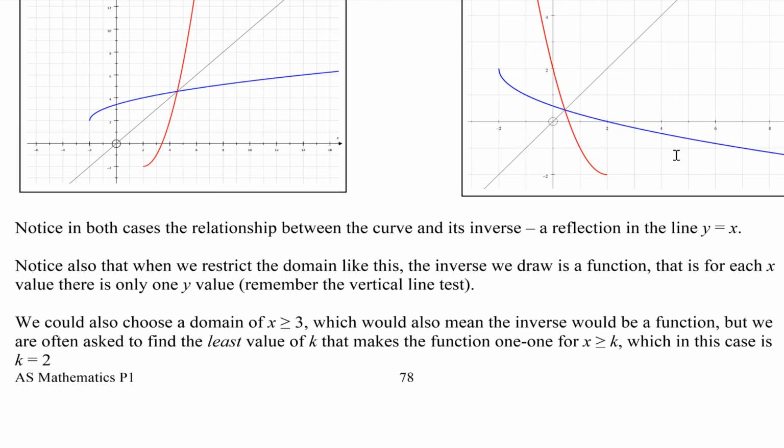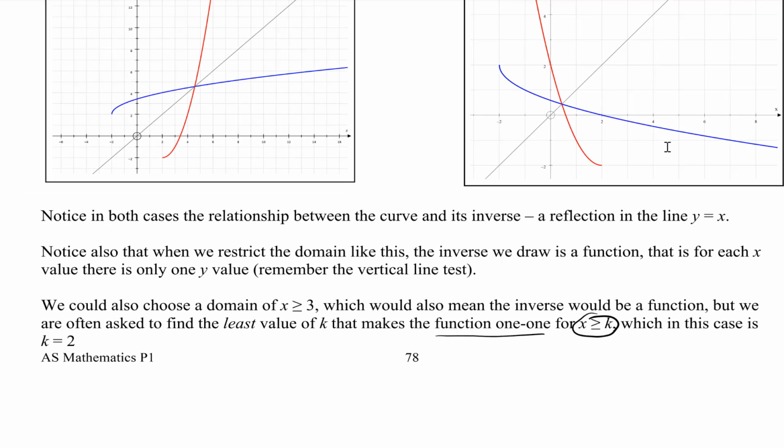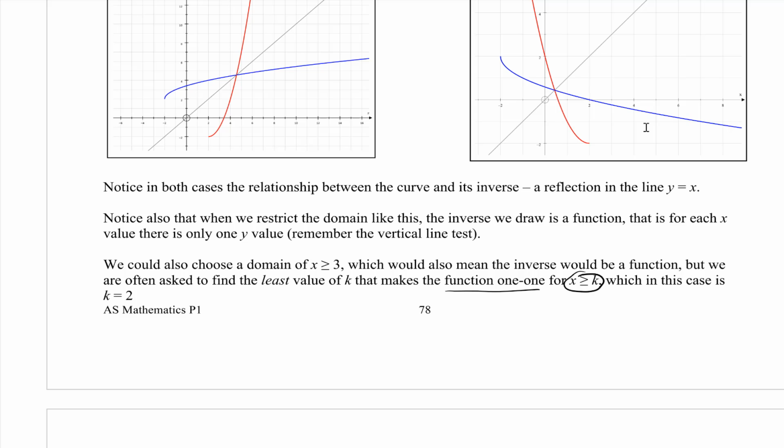As I've noted here, you could just say x value is greater than or equal to 3, and that would also be 1-to-1. But a lot of questions will ask you what's the least value of k that makes the function 1-to-1 for x values greater than or equal to k. What's the least one? So in this case, we want k equal to 2. x value is greater than or equal to 2. That's the least value that we can use so that the function is 1-to-1.